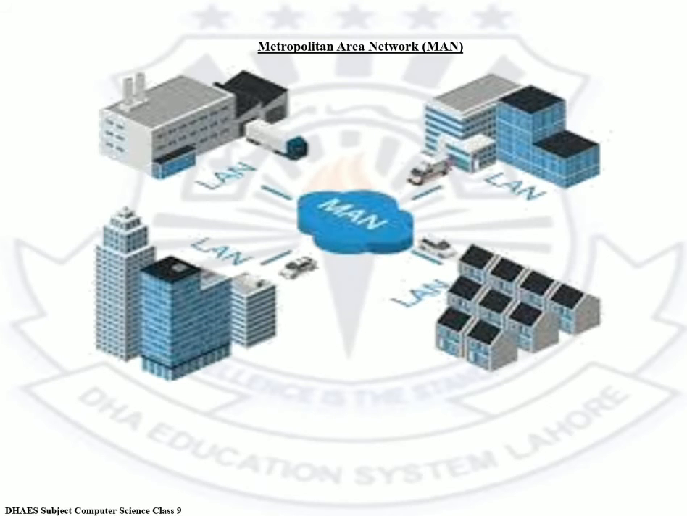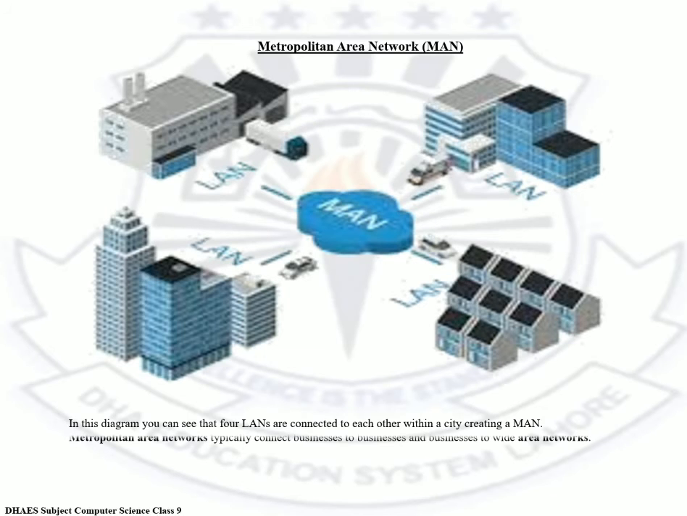Let us consider a diagram to have better understanding of a MAN, metropolitan area network. In this diagram, you can see that 4 LANs are connected to each other within a city, creating a MAN. Metropolitan area networks typically connect businesses to businesses and businesses to wide area networks.